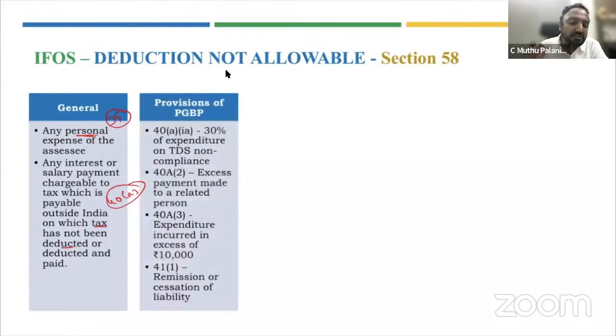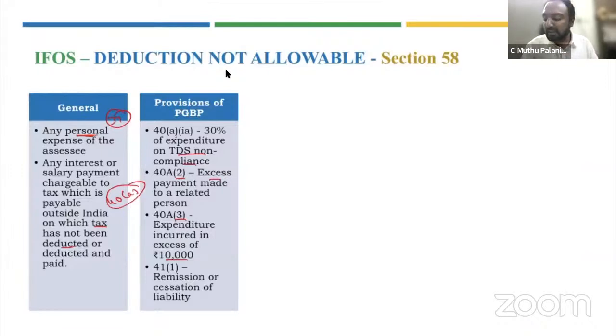Then the next thing is provisions applicable as in provisions of PGBP. 30% of expenditure on TDS non-compliance, similar to 40A only. Excess payment made to relative, 40A clause 2, payment to relative. Any excessive or unreasonable payment will be disallowed. 40A(3), any cash expenditure in excess of 10,000 needs to be disallowed. Of course, we saw exceptions: small business, bank unavailability, salary payments, government, bank, and all these things are of course allowed.